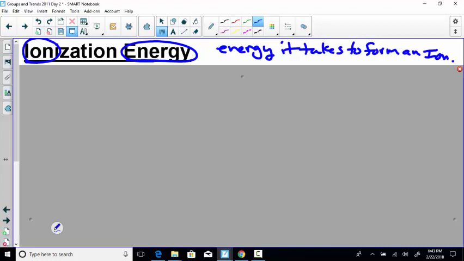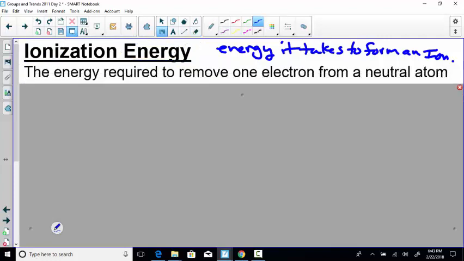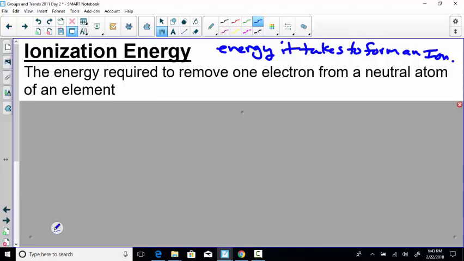Now, in this particular case, it is a specific type of ion that we are dealing with. So when we talk about ionization energy, we are talking specifically about the energy that it takes to remove an electron from a neutral element.